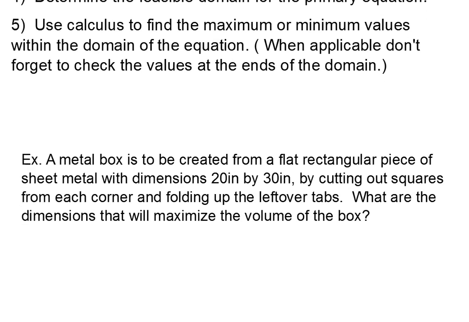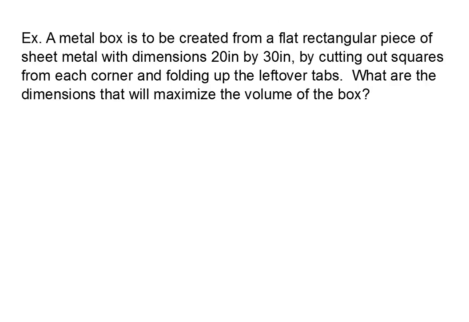All right, so take a look at this. It says, a metal box is to be created from a flat rectangular piece of sheet metal with dimensions of 20 inches by 30 inches by cutting out squares from each corner and folding up the leftover tabs. What are the dimensions that will maximize or minimize the volume of the box?